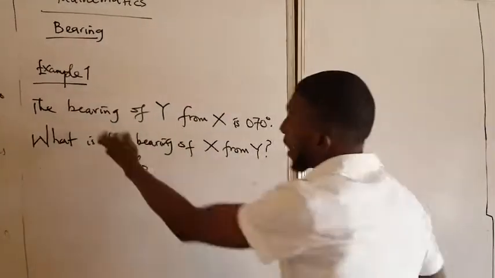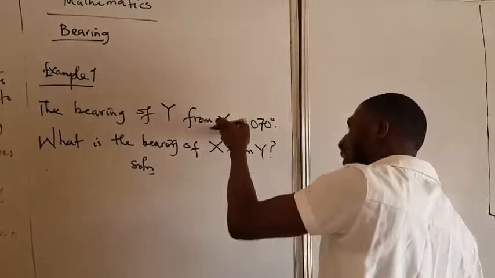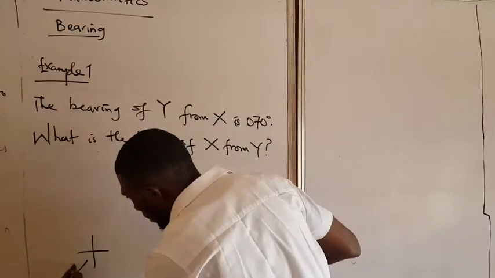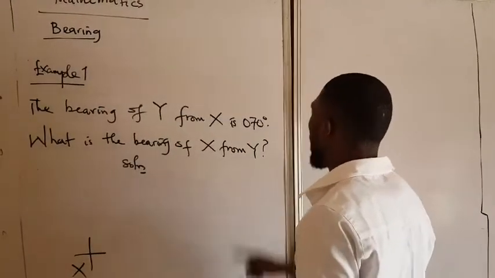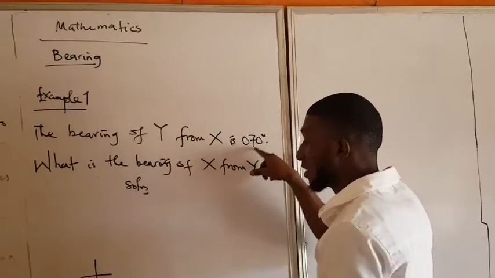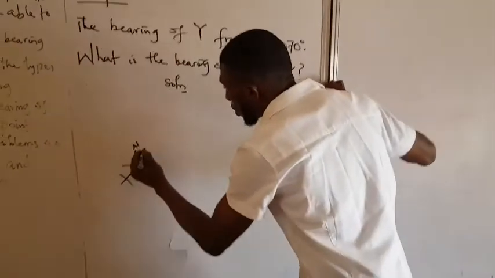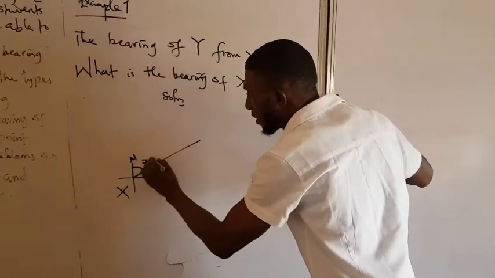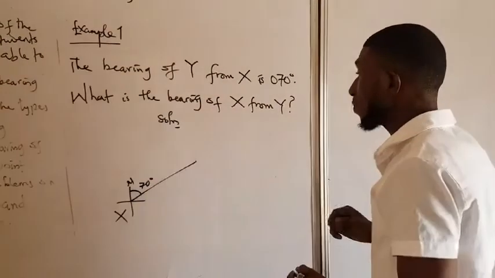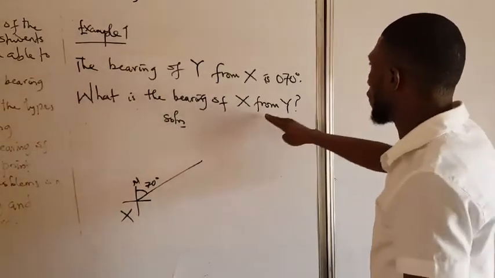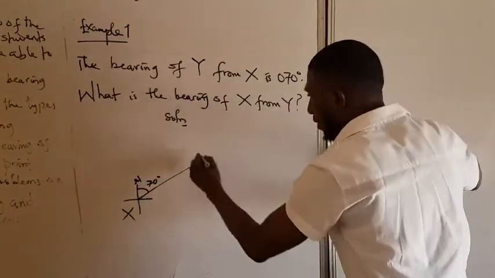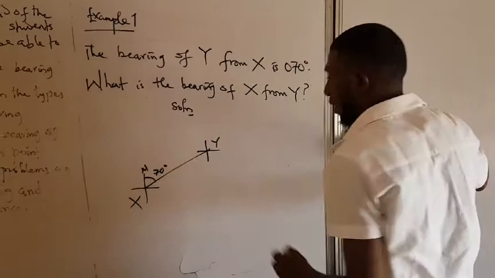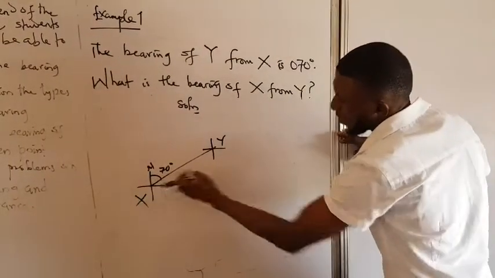Since we are asked the bearing of y from x, let's say this is point x, the bearing is coming from x, and it is how many degrees? 70 degrees. I told you we always measure from the north, which is 70 degrees from the north. Then I say what is the bearing of x from this y, therefore this is point y now.